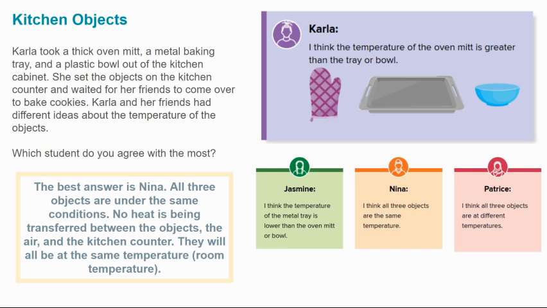The best answer was Nina. All three objects are under the same conditions. No heat is being transferred between the objects, the air and the kitchen counter. They will all be the same temperature, which is room temperature. So they're all going to be the same right now and be at room temperature.